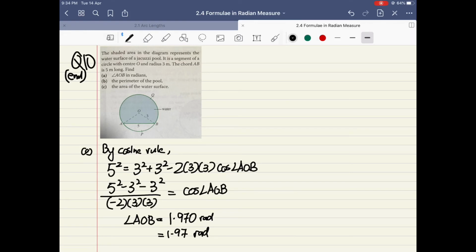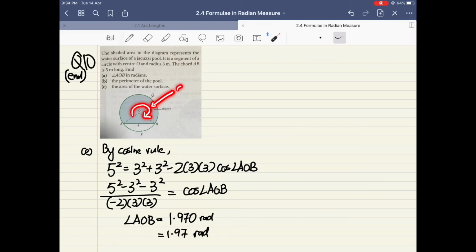Be very careful, your calculator must be in radian mode. If not, when you do inverse cosine of the value, what you're going to get is the angle in degrees. So please be sure that your calculator is in the correct mode. Then next, they want the perimeter of the pool. So perimeter of pool is made up of 2 things. First, we need this major arc over here, and we also need this chord over here. The chord is given, so now our job is just to find the perimeter of the major arc.